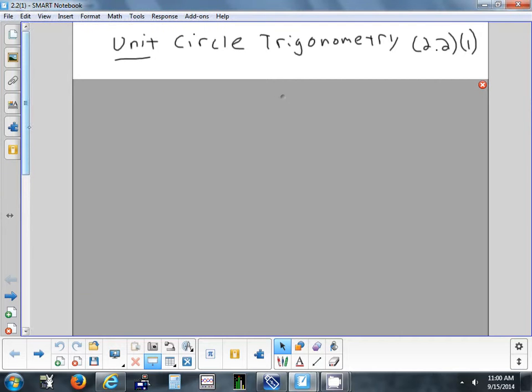All right, so today we're going to start chapter 2. We're going to spend the whole week just on section 2.2, just that one section. So we'll do part 1 today, and then part 2 tomorrow, part 3 on Wednesday, and most likely we'll do our test Thursday this week because of the half-day Friday.